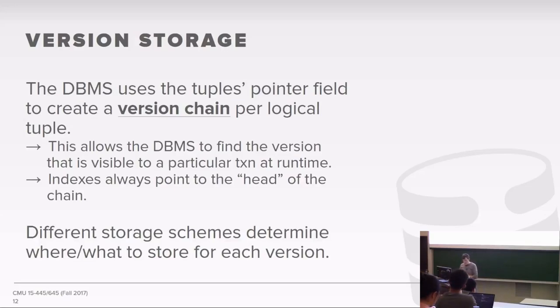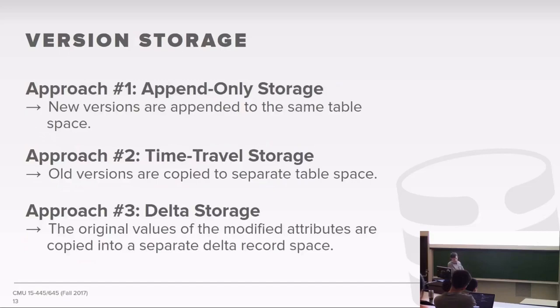So the different storage schemes that are out there will determine where and what you want to store for each version, and we'll talk about that in a second. Actually, we'll talk about that now. They have different trade-offs and different performance implications, and there's no one particular implementation that is the best for all possible workloads. So the three approaches, and I'll go through examples for each of these, are append-only, time travel, or delta storage. Append-only is the simplest thing to think of.